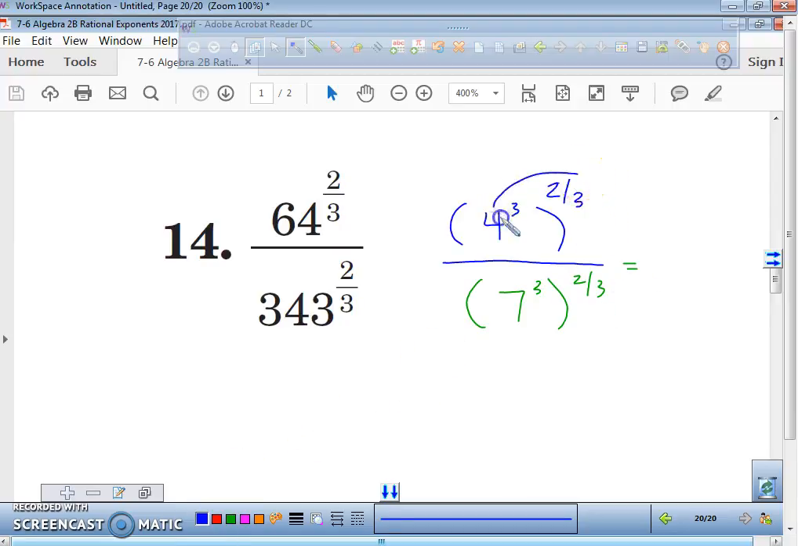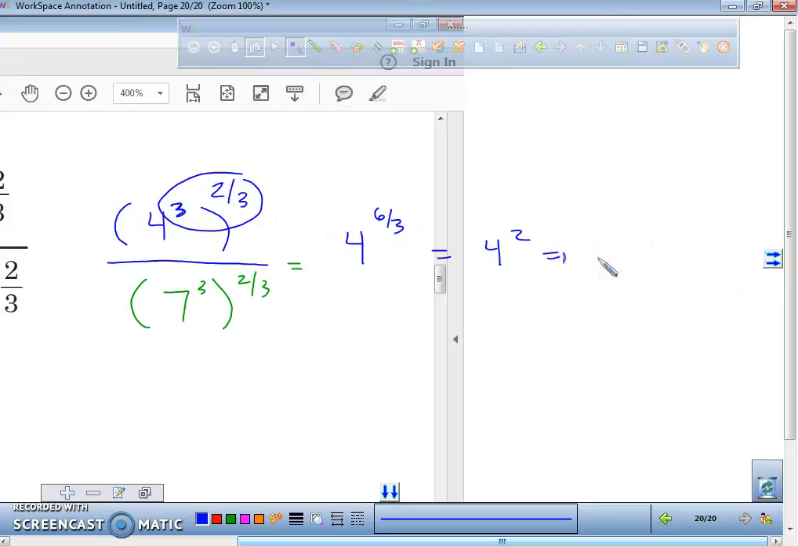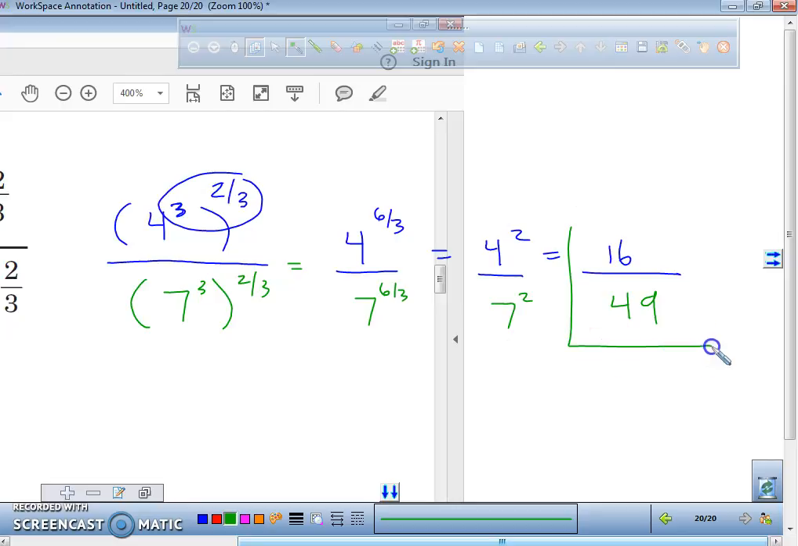Now, we have a power of a power. What does that become? What is 4 raised to the power of what? You're right, it is to the power of 2. But before I did that, what's 3 times 2? We get what? 6. And 6 divided by 3 is 2, which becomes the number 16. Same thing happens with the 7. 7 to the power of 6/3. 6/3 simplifies to 7 squared, and 7 squared is a 49. So your final answer is 16 over 49.